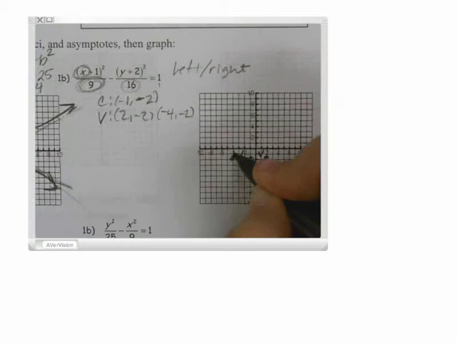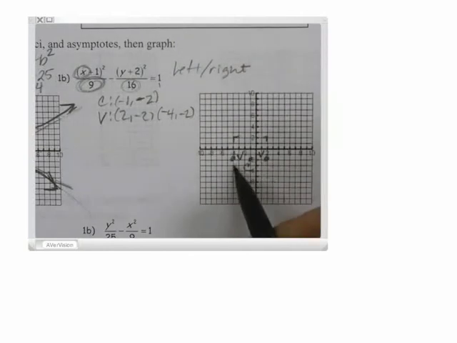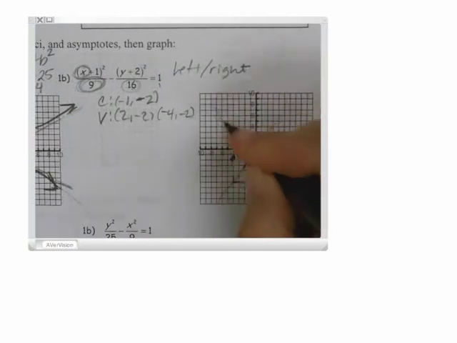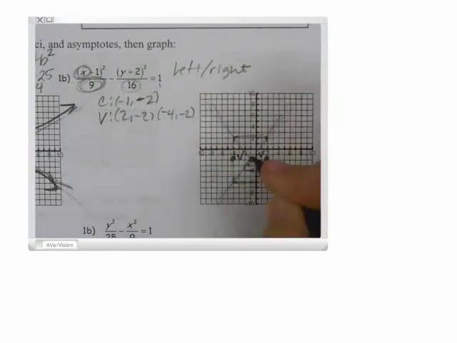1, 2, 3, 4. These are the corners of the box. Remember that. 1, 2, 3, 4, corner, 1, 2, 3, 4, corner, and corner. So you kind of get this box, and you don't have to totally draw it in. Just realize that those corners, the center and the corners, the diagonals, make your asymptotes.